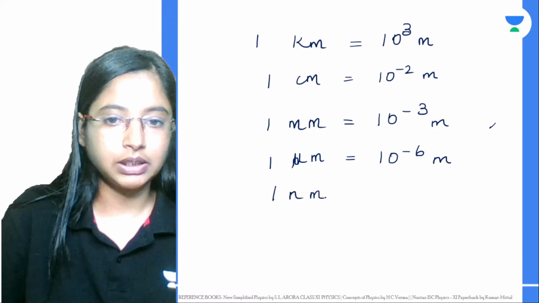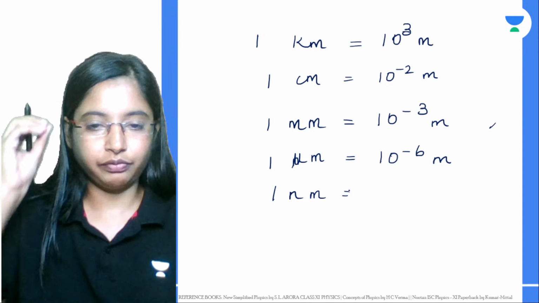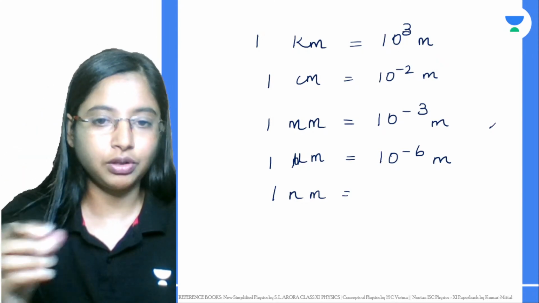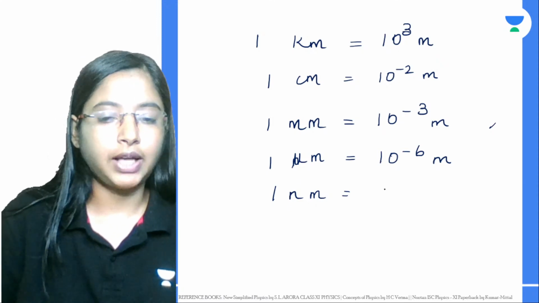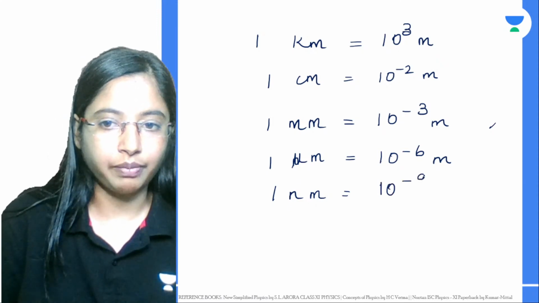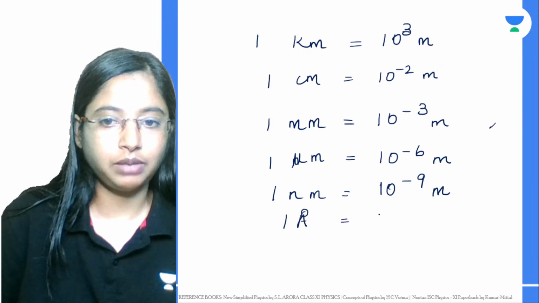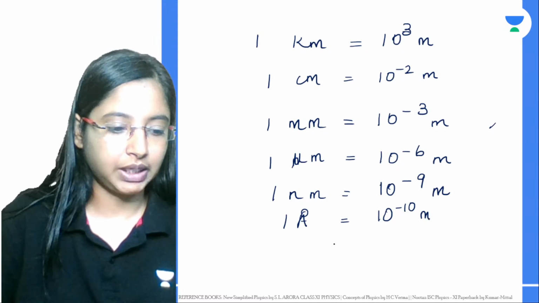1 nanometer. In ISC board nowadays, when they ask you wavelengths, they ask you to express not in terms of angstrom but in terms of nanometers. So nanometer is given as 10 to the power of minus 9 meters. 1 angstrom is very simple. Angstrom is nothing but 10 to the power of minus 10 meters. Here nanometers is 10 to the power of minus 9 meters.